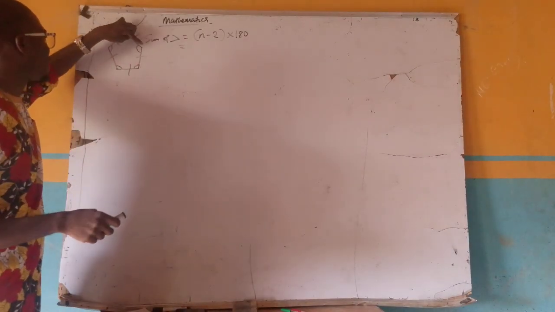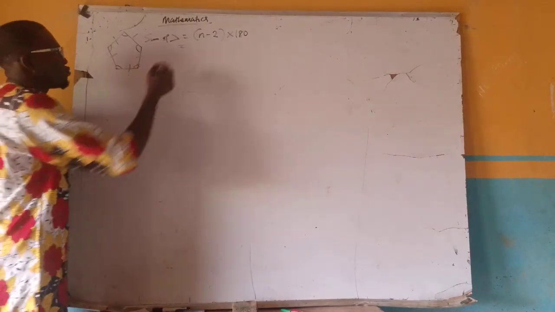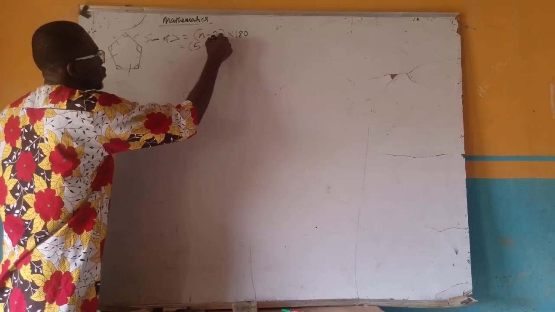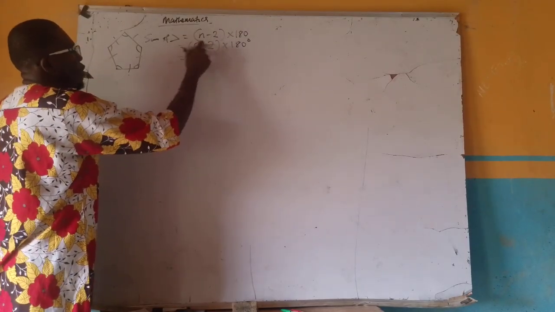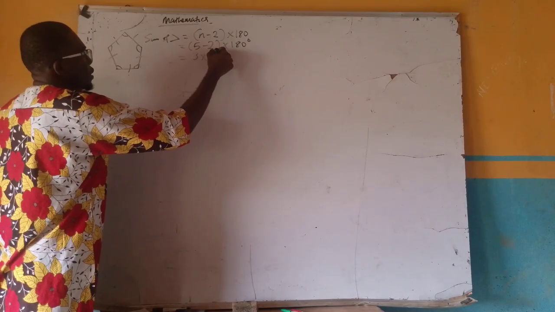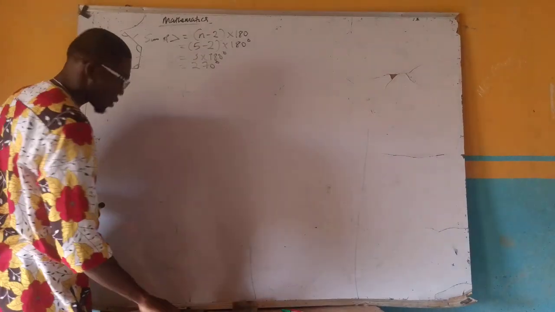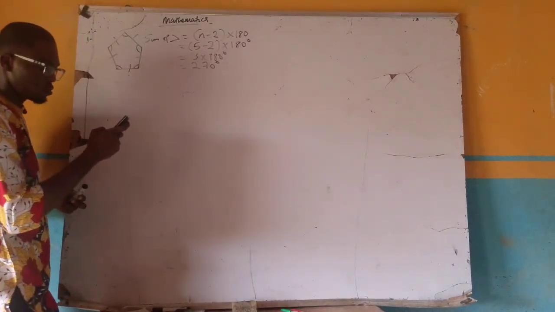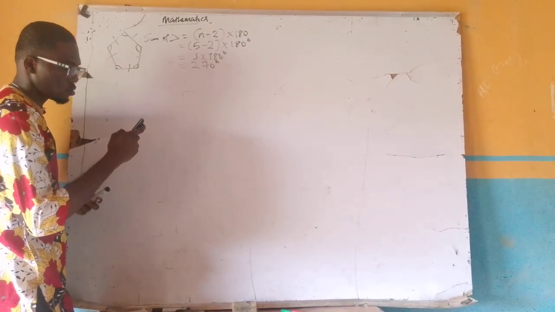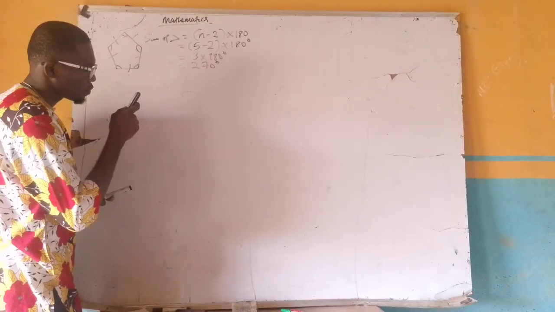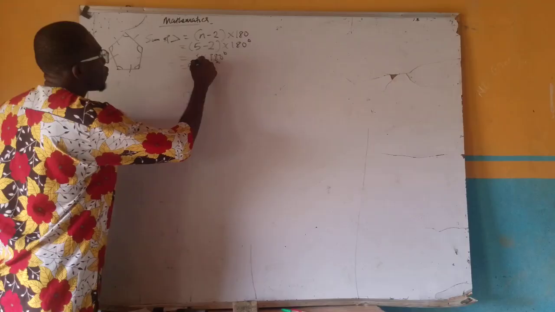Okay, how many sides does this shape have? One, two, three, four, five. That's a pentagon. It has five sides. So we have 5 minus 2 times 180. This formula also works for all polygons. Okay, 5 minus 2 gives us 3. 3 times 180 degrees. Let me just confirm that. 3 times 180 degrees gives us 540. Sorry, so that will give us 540 degrees.